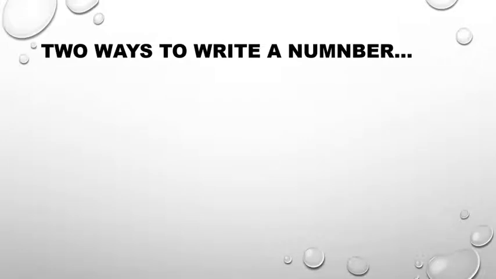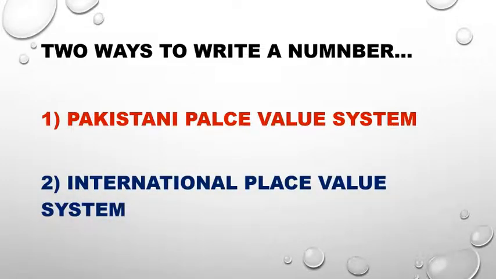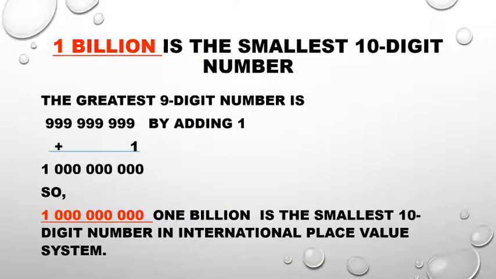As you all know that there are two ways of writing a number. We can write a number in the Pakistani place value system and we can also write a number in the international place value system. So today we will learn about 10-digit numbers, that how we can write a 10-digit number in the international way. So you must know that 1 billion is the smallest 10-digit number.